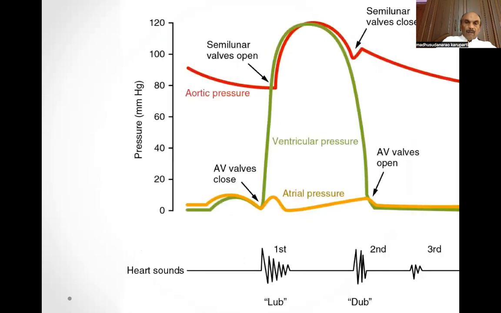Here you see the heart sounds, phonographic recording. So first heart sound, lub, second heart sound, dub. The first heart sound is of longer duration and higher amplitude, and the second sound is of shorter duration and low in amplitude. The amplitude of this sound denotes the loudness, and the duration denotes the length of the sound.